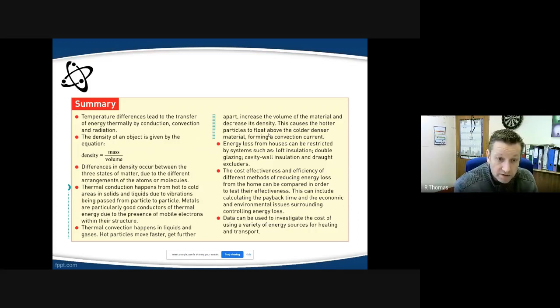Then we talk about thermal conduction and why metals are good conductors. And we talk about convection in liquids and gases. Remember that convection cycle we spoke about in a room with the heat coming from the radiator, hot air rising because it becomes less dense. Then we talk about energy losses from houses using insulation, double glazing, draft excluders, etc. That was last lesson. Then we talk about payback time. So that's if you invest something to save money, how many years does it take to make that money back? That was last lesson as well.